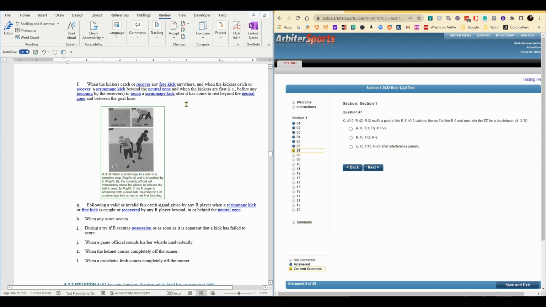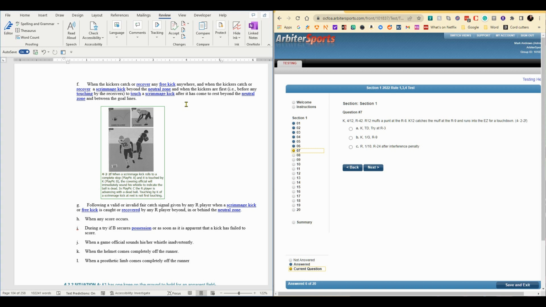we have a muff. So, there's no change in status of the ball. As soon as K12 catches that ball at the R9, the play is over. And once he's possessed it, it's over. He can't run it. He can't advance it. The only time K could advance would be after the ball was possessed by R, and then he fumbled.